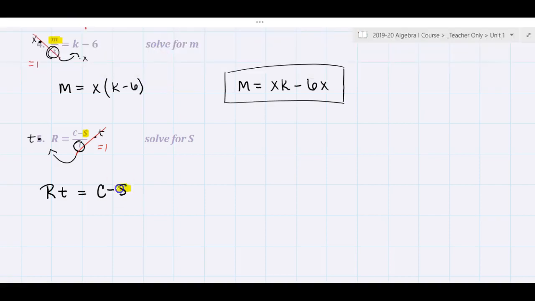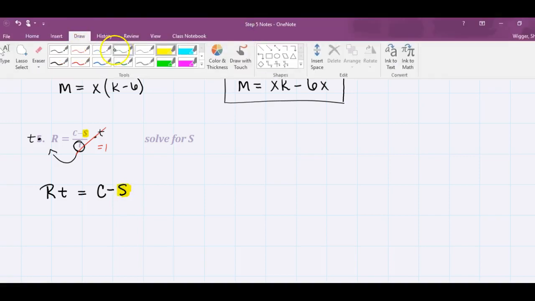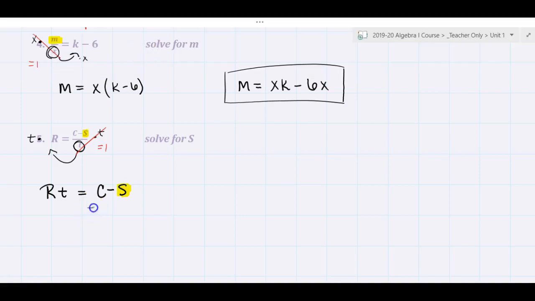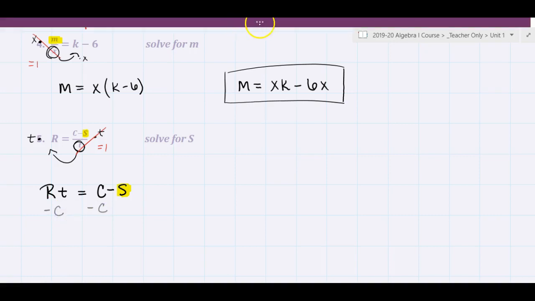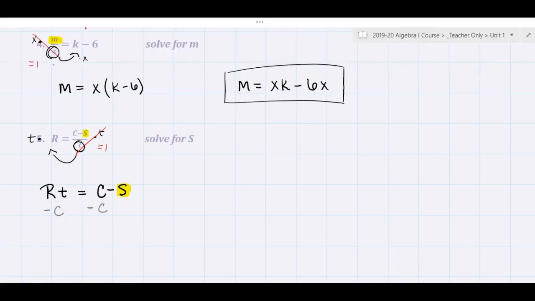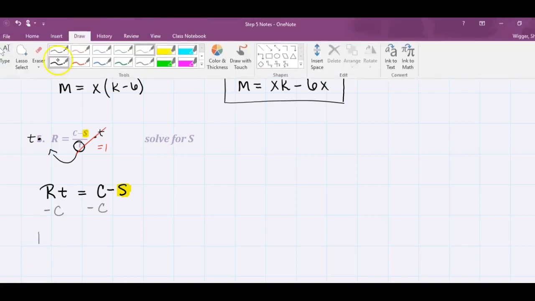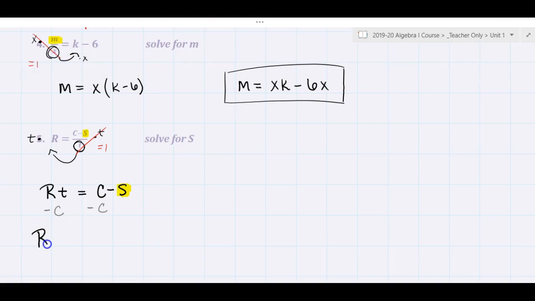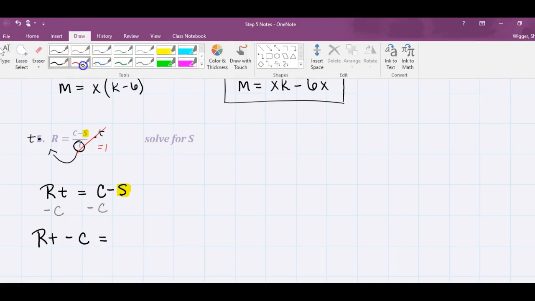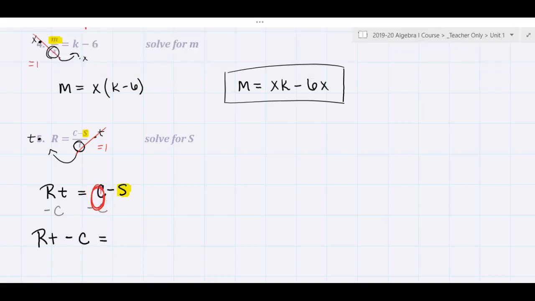Again, I'm solving for s, so I'm going to move the c next. C is positive, so I'm going to subtract c from both sides of the equation. On the left-hand side, I have r times t minus c. C minus c eliminates c from the right-hand side of the equation. But what I have remaining is a minus s, or a negative s.